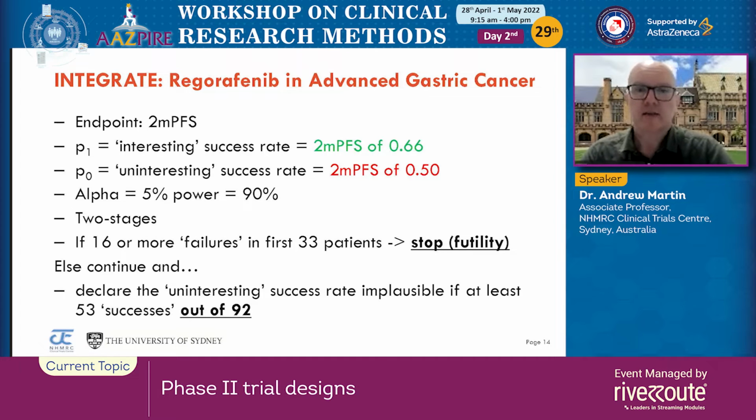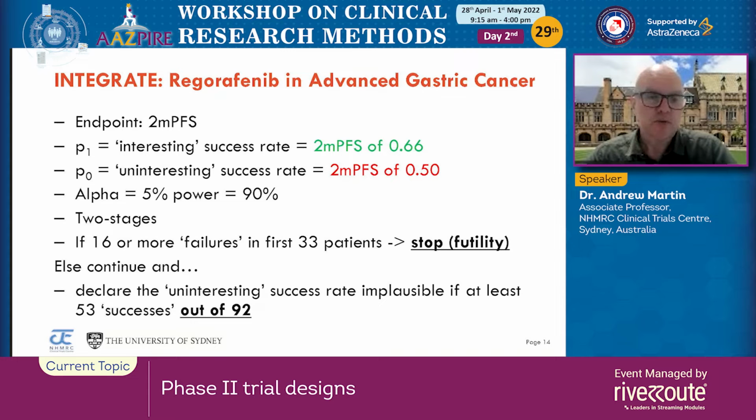So let's look at that for Integrate. We've got basically the inputs remaining the same, but we now have a 2-stage design and a rule that says if we see 16 or more failures in the first 33 patients, then we stop for futility.